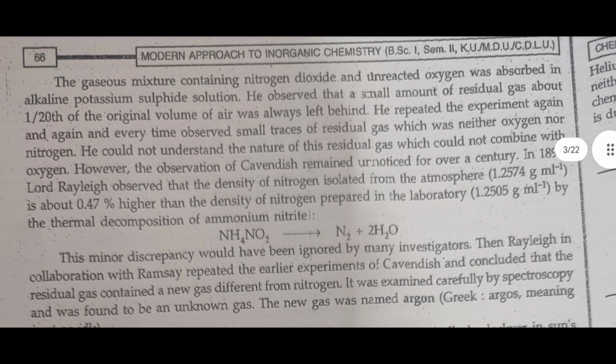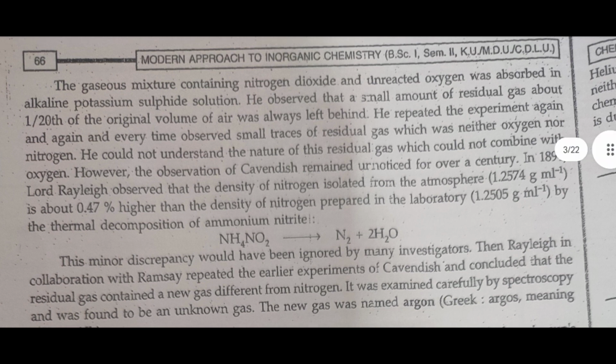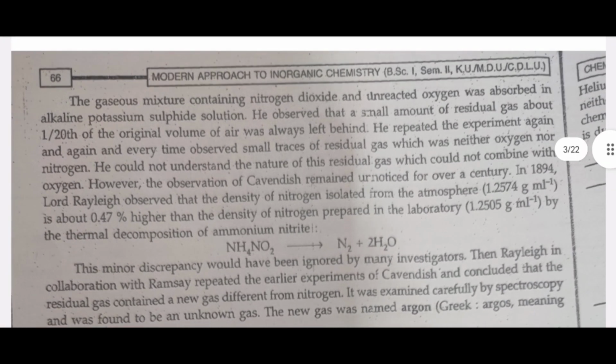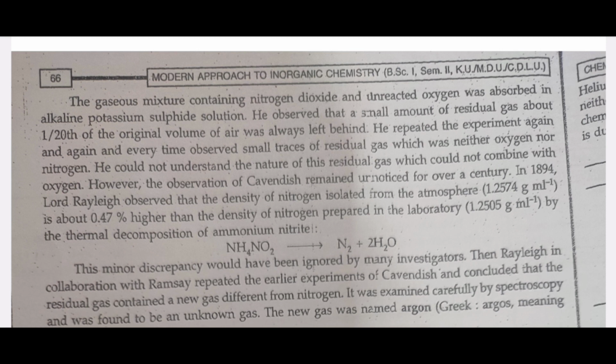He passed repeated electric sparks in a dry sample of air with an excess of oxygen to convert nitrogen of the air into nitrogen dioxide, according to the reaction N2 + 2O2 → 2NO2. The gaseous mixture containing nitrogen dioxide and unreacted oxygen was absorbed in alkaline potassium sulfide solution. He observed that a small amount of residual gas, about 1/20th of the original volume of air, was left behind.